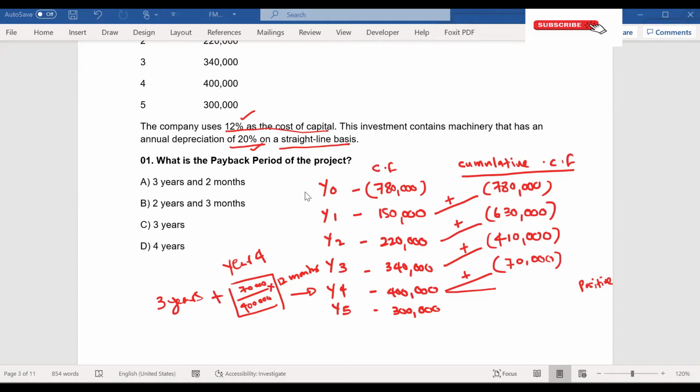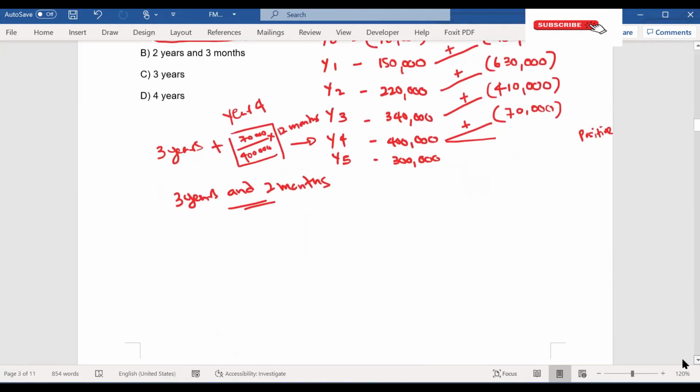So that will give you 2.1. So we'll roughly take 2 months. So that will be 3 years and 2 months. Okay, so this is the answer. So therefore the correct answer, you are given four answers, of which you need to select the correct answer. So according to this calculation, it will be 3 years and 2 months. So this is the correct answer. Now let's move on to the second part.